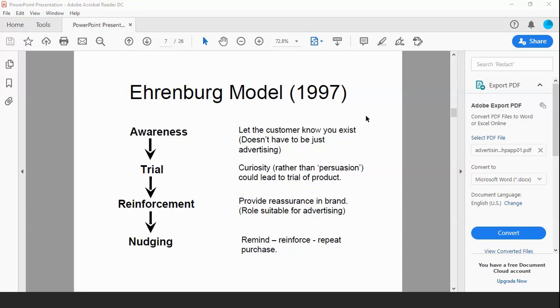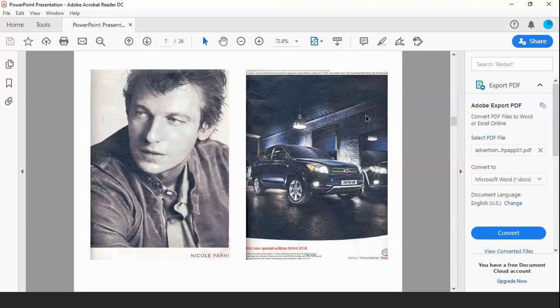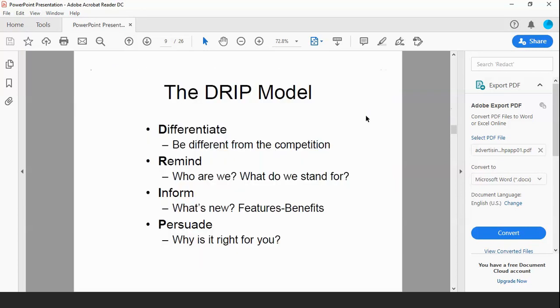And then reinforcement means to provide reassurance in the advertising that this actually works. And then nudging means to just remind the people again and again. So in this model, we use the pulsing strategy along with it to keep on reminding that we exist. And we can see that chips and juices and these categories usually use the pulsing strategy. A car is an example of this model because we can try it out and we can see how it works and then we can buy it.